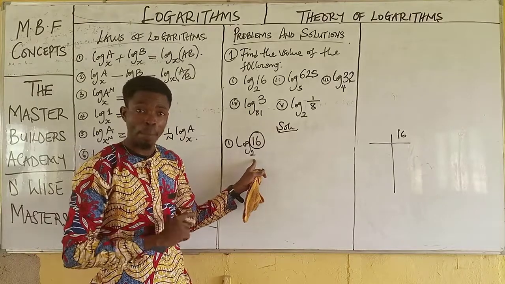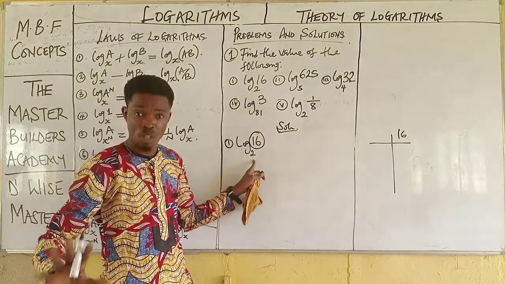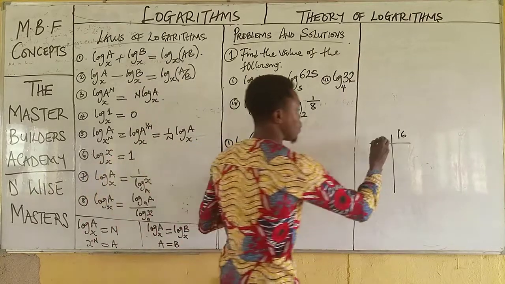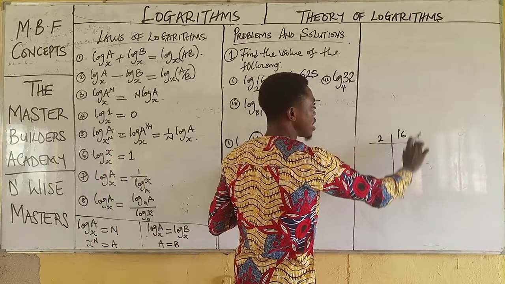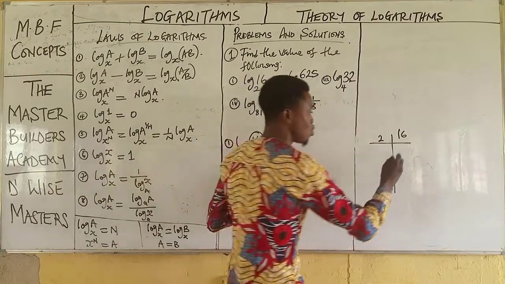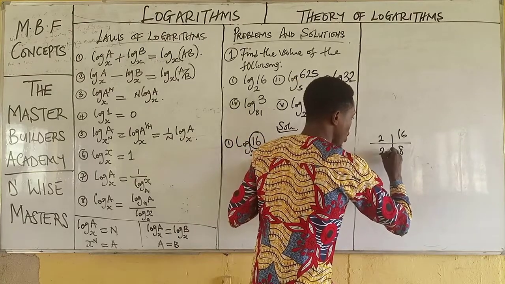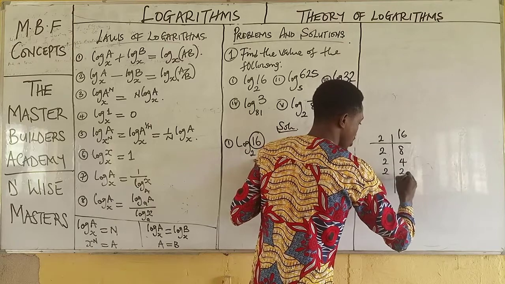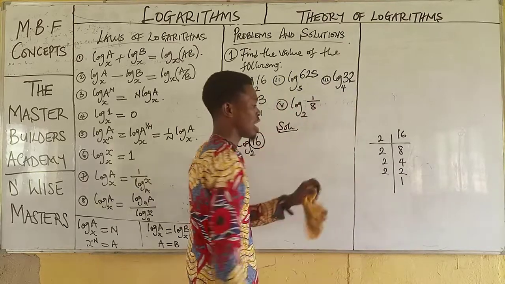I hope you are following me. Please avoid distraction because you are about to gain something massive. Now, look at it. I will put down 2 here. 16 divided by 2, we have 8. 2 into 8, we have 4. 2 into 4, we have 2. And 2 into 2, we have 1. When you get to 1, you stop.